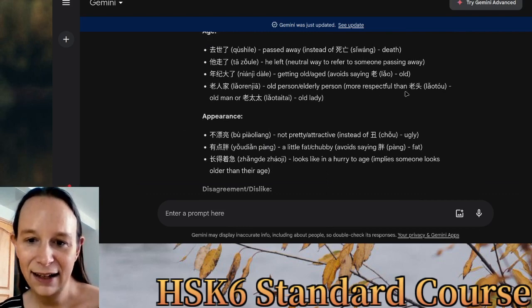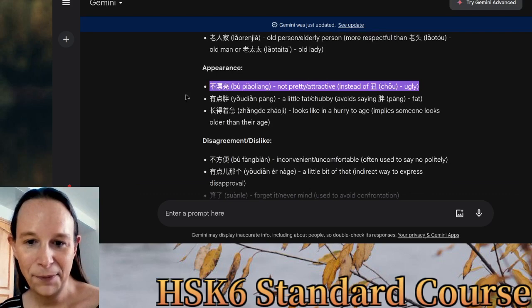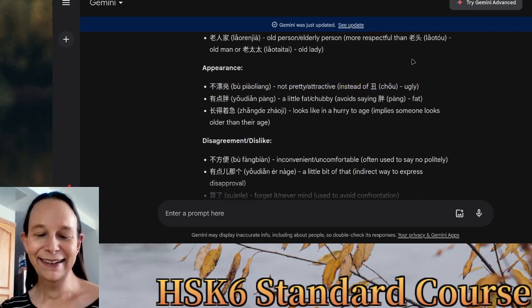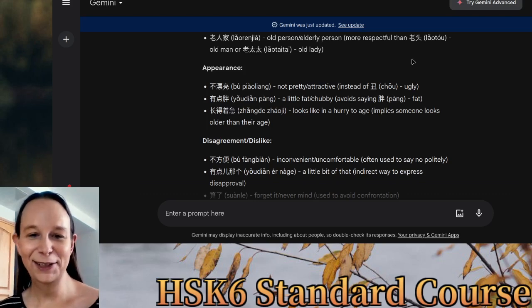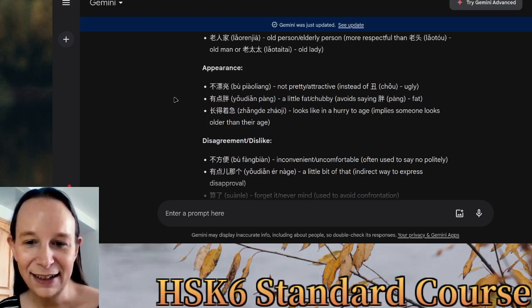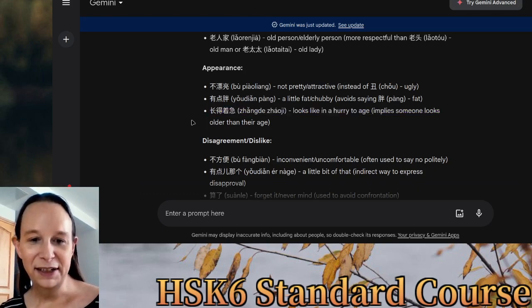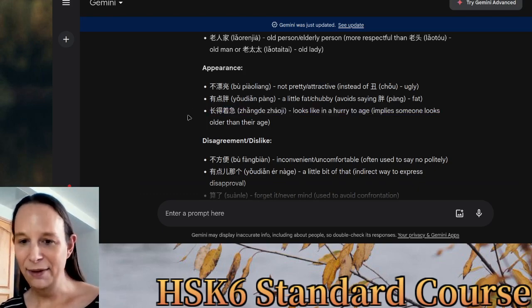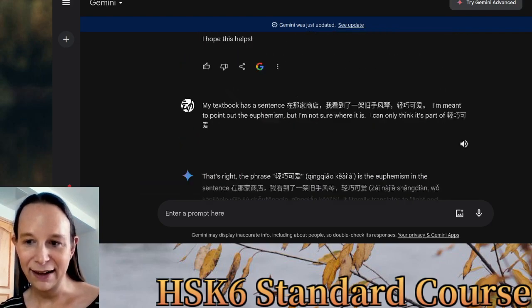老人家, this is more respectable, I guess. 不漂亮 instead of 丑. Surely 不漂亮 is just as offensive as 丑. 有点胖. Okay, so rather than 非常非常胖. 长得着急. Yeah, we said that one. You're only saying that because I said it up here, right?